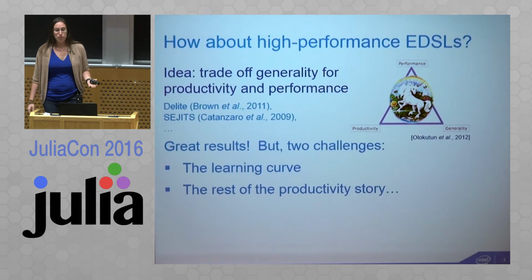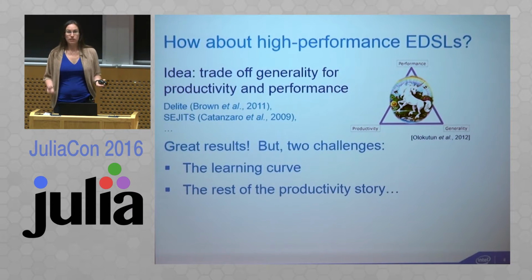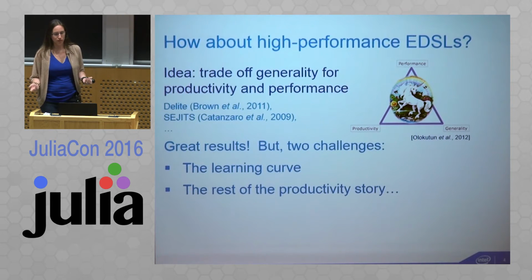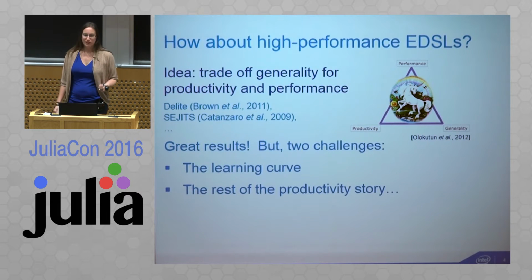So what the Delite people found is that by restricting things to a particular domain, you can offer both a high-level programming model and high performance. And the reason for that is that domain specificity allows the compiler to make smarter optimization choices. But if these embedded DSLs for scientific computing are so great, then why are they not more widely used?